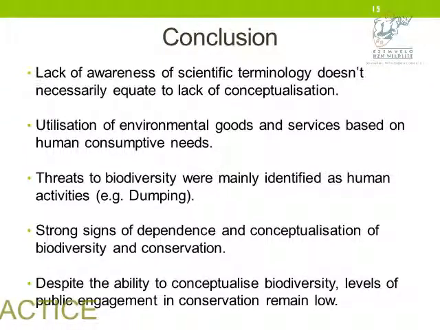And the reason for this is because threats such as climate change occur over a long period of time, it's very difficult for communities and people as a whole to actually observe any negative impacts of climate change. Thus, they were readily able to identify the threats as those that they experience on a daily basis. As a whole, we saw strong signs of dependence and conceptualization of biodiversity and conservation, but despite the ability to conceptualize biodiversity, levels of public engagement in conservation remain low. And this could be linked to the fact that community members themselves did identify and did agree that they do lack the scientific knowledge on biodiversity.